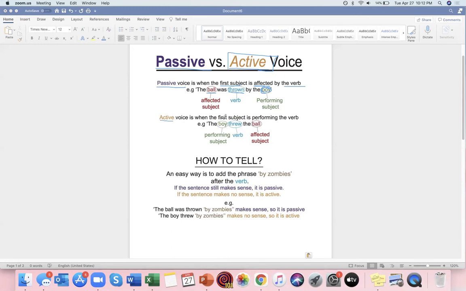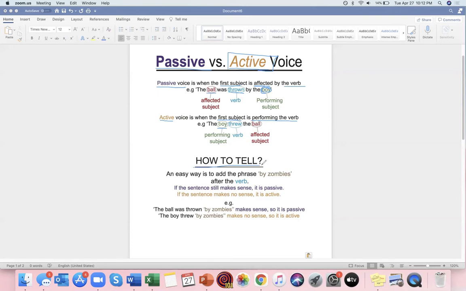An active voice is when the first subject is performing the verb. So as we can see, the ball was thrown by the boy is different from the boy threw the ball. For active voice, the subject does the verb first. Meanwhile, for passive voice, the first subject is affected by the verb.